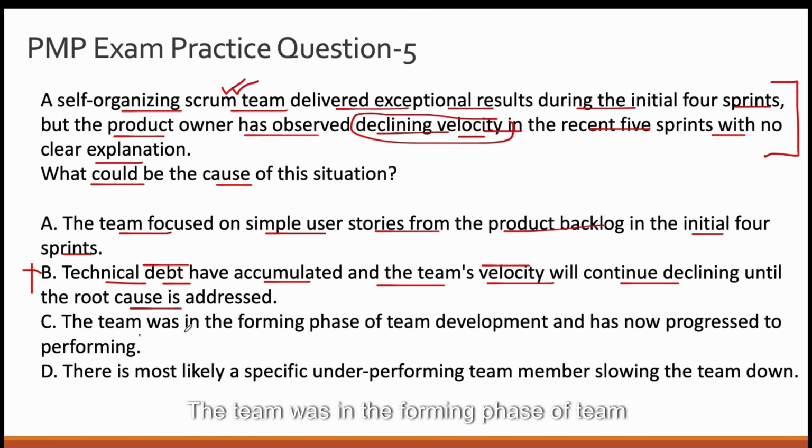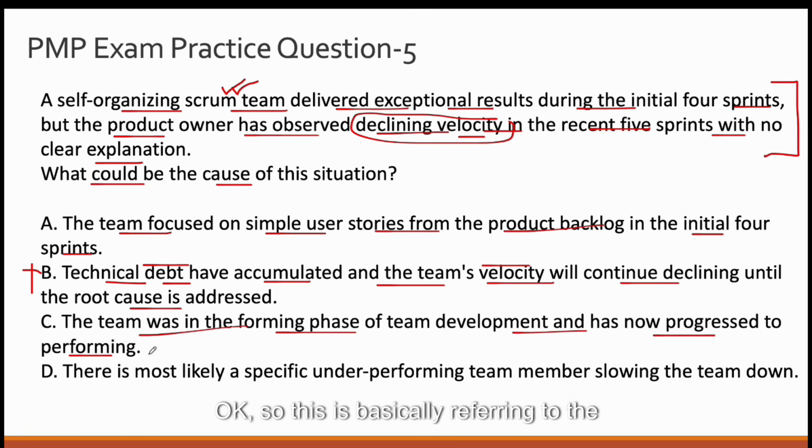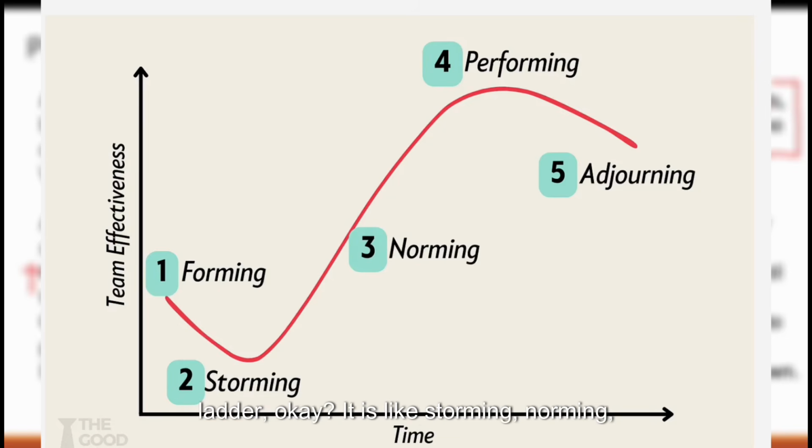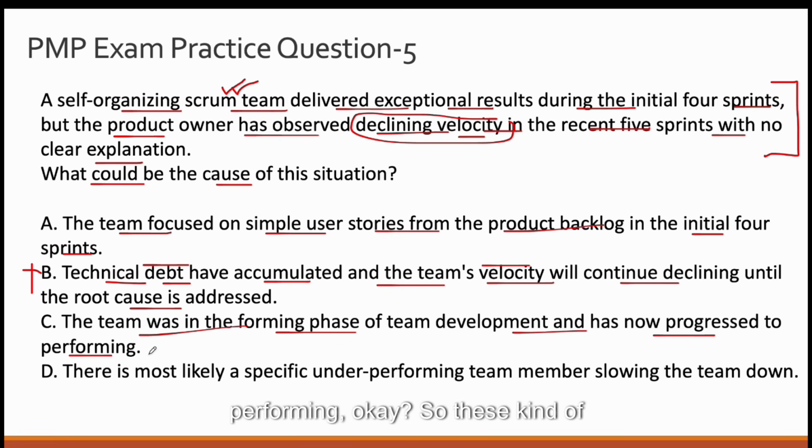Let's look at option C. The team was in the forming phase of team development, has now progressed to the performing phase. This refers to the phases of team development from Tuckman's ladder: forming, storming, norming, performing. If you're not aware, please go and study the 5 phases of team development according to Tuckman. However, nowhere in the question stem is it mentioned that the team is in the forming phase, the storming phase or the adjourning phase. So option C is also incorrect.